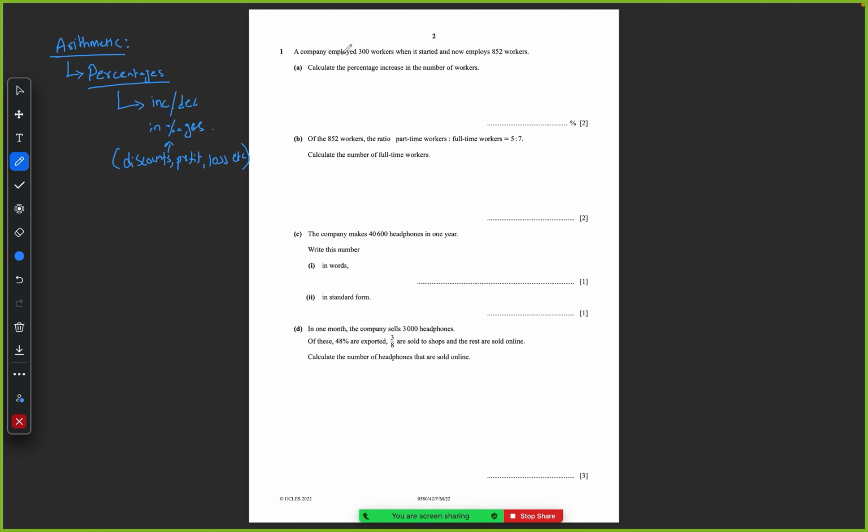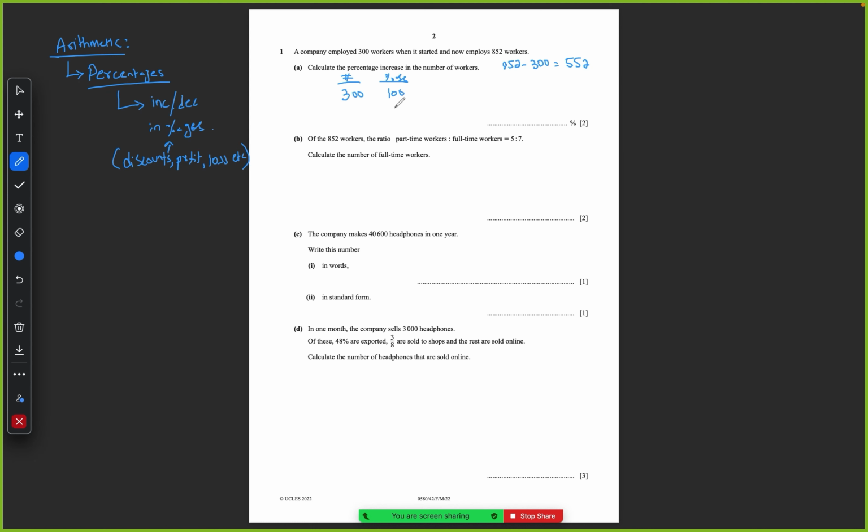Now it says a company employed 300 workers when it started and now it is 852 workers. So I'm gonna assume 300 as 100%. If you remember, we basically compare the percentage with the second quantity. Right now it is the number of workers. So when it was 300, we assume that as 100%, and we have to calculate the percentage increase. So let's quickly calculate the increase in the number of workers, and that is 852 minus 300, which is equivalent to 552, right?